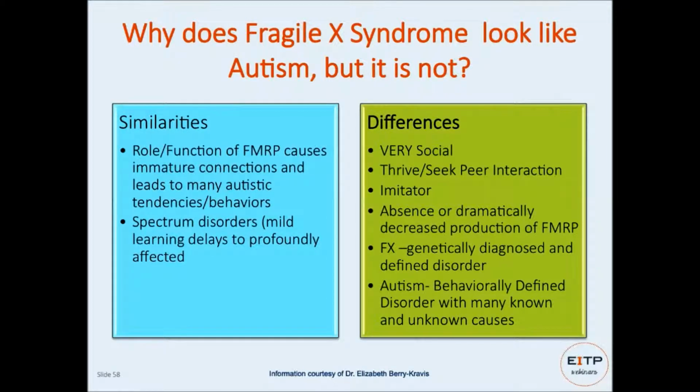The differences: children with Fragile X are very social. They thrive and seek that peer interaction. They're tremendous imitators, good and bad, so you want to give them the positive environment that you want. They have an absence or dramatically decreased production of the FMRP, and Fragile X is a genetically diagnosed and defined disorder, where autism is a behaviorally defined disorder with many known and unknown causes.